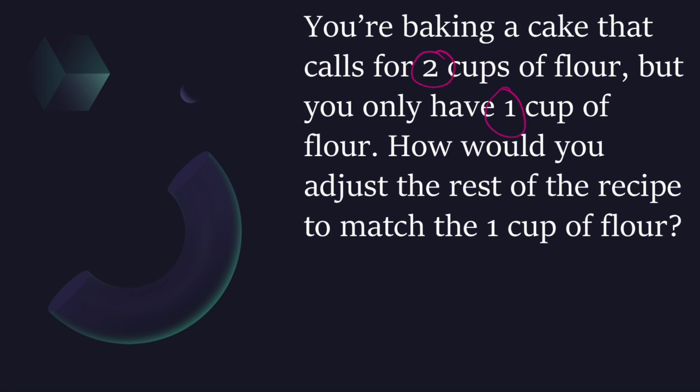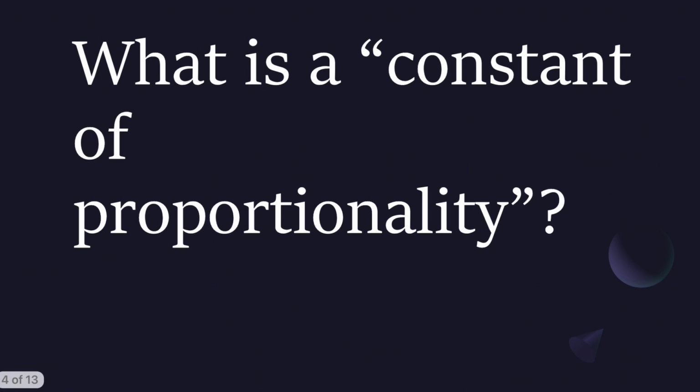So you would compare this, so 1 is half of 2, and so you would halve the rest of the recipe. Because like I said, this is a divisional, multiplicative thing. It's not something that you're going to subtract. You're not going to subtract 1 cup from everything. You're going to use the same scale factor, or constant of proportionality is what we would call it.